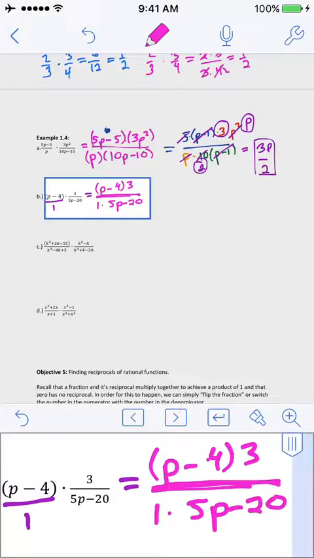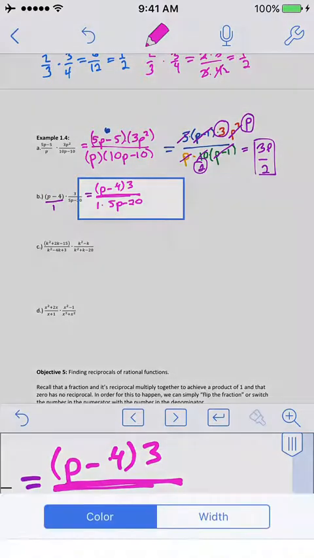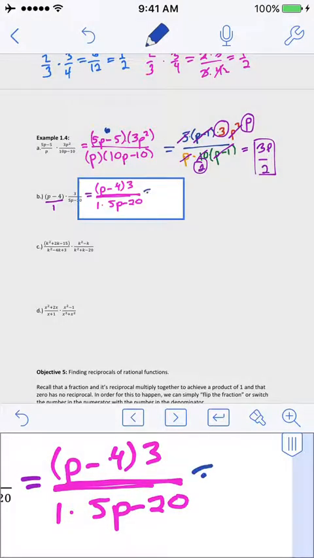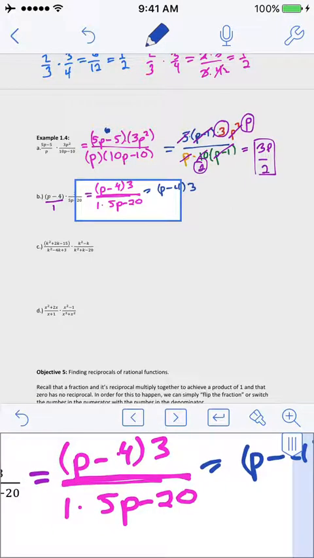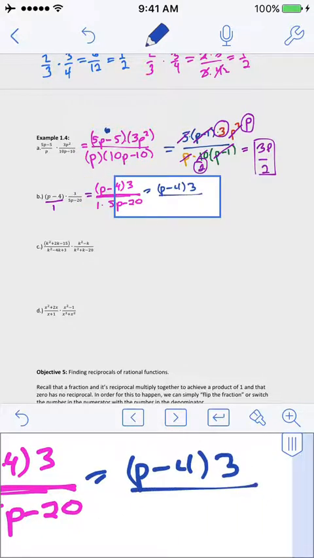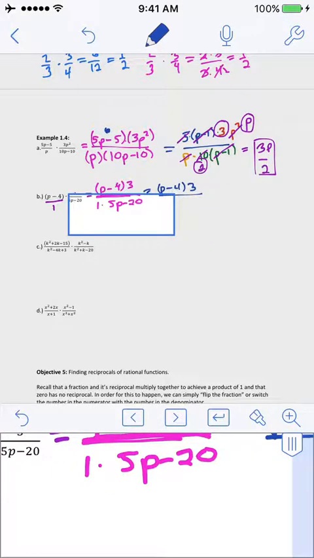Cool. Now it's much easier to see that I can start reducing stuff. So let's go top. P minus 4 and 3. Actually, not much to do there. So that would be p minus 4 and 3, right? Because p minus 4 doesn't have any GCFs. It's not a special case. It's not squared. So that's pretty much as basic as you can get. And then 3 is just a 3. That's even more basic. So let's try the bottom. Times 1 is not really going to do anything, so I can just leave it off.